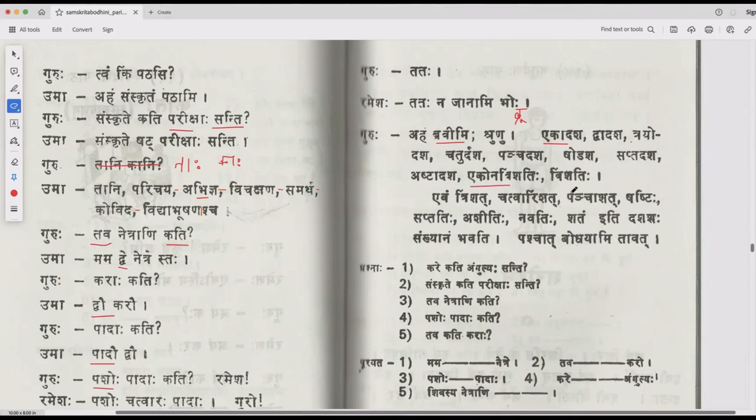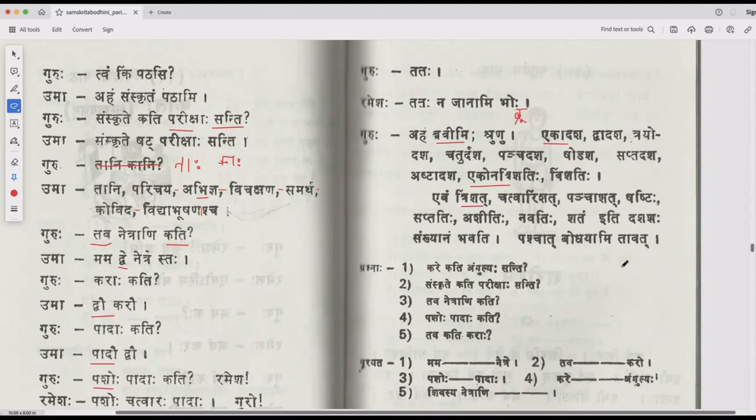Do you know this form instead of navadasha? Eka una vimshati, one less than 20. Eka una vimshatihi. Why did he not use Navadasha? Navadasha can also be used, but Ekona Vimshatihi is another expression which he is using here.